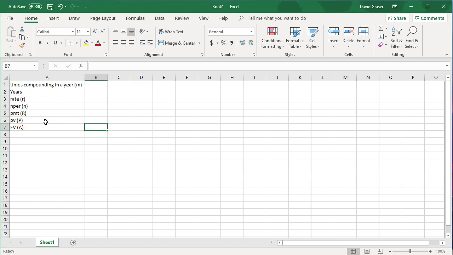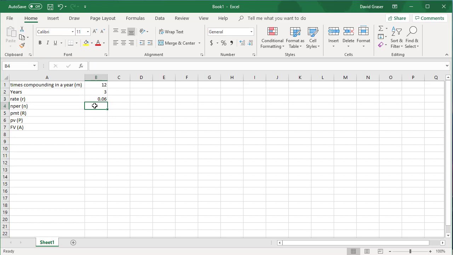And now I'm going to go ahead and enter numbers and calculations here to figure out what that future value is going to be. So I'm compounding monthly. So in B1, I'm going to type 12. I'm going to do it for 3 years. So in B2, I'm going to type a 3. My rate is 6%. So I'm going to put that in as 0.06. Although I could also type it in as 6 with a percent after it.